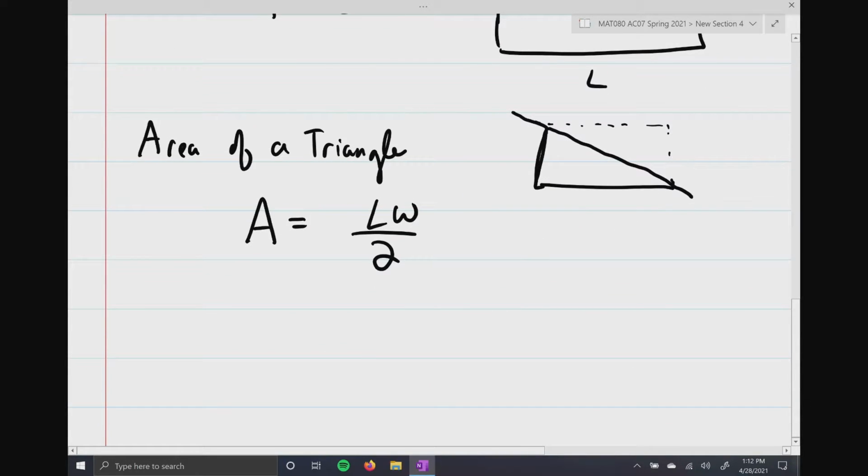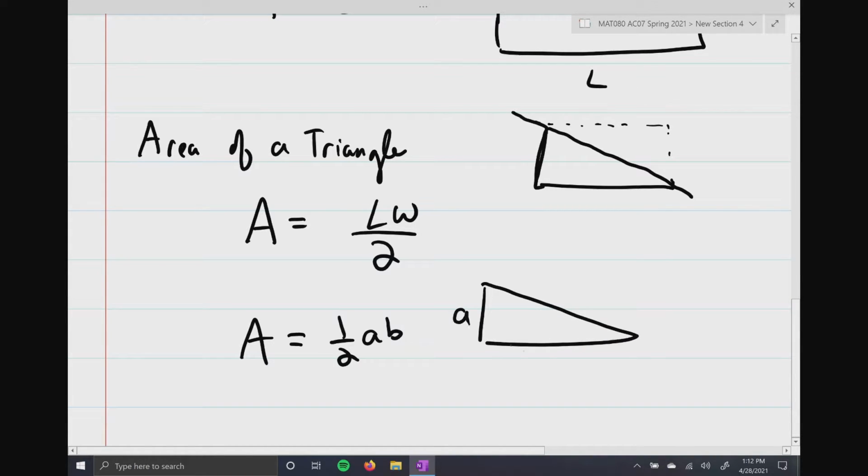Now, traditionally, we write it like this. We use different letters because it's a different formula. But it's still the same. Area equals 1/2 A times B, where A is going to be the short side of the triangle, and B is going to be the next shortest. All right? Or another way you want to look at it, those are called legs, and the longest side is called the hypotenuse. Probably can't see the spelling.